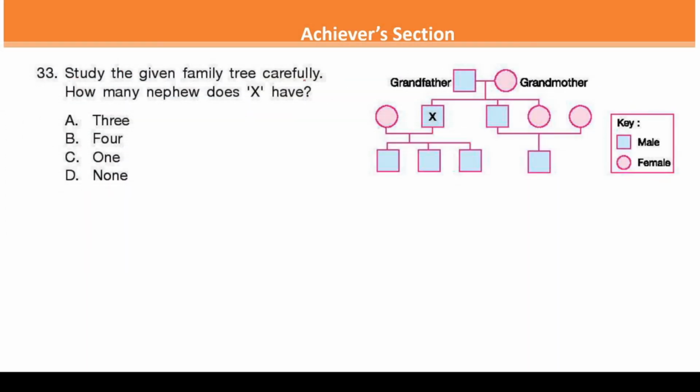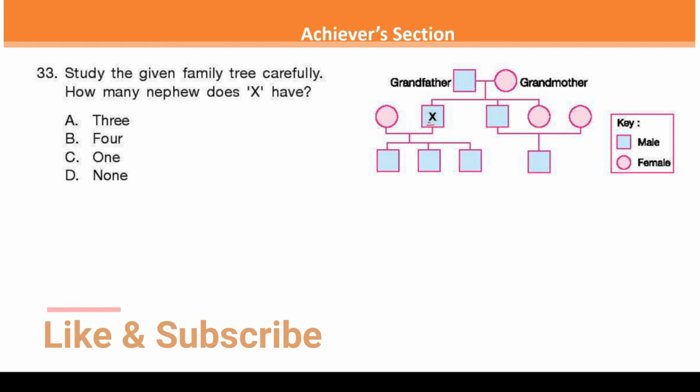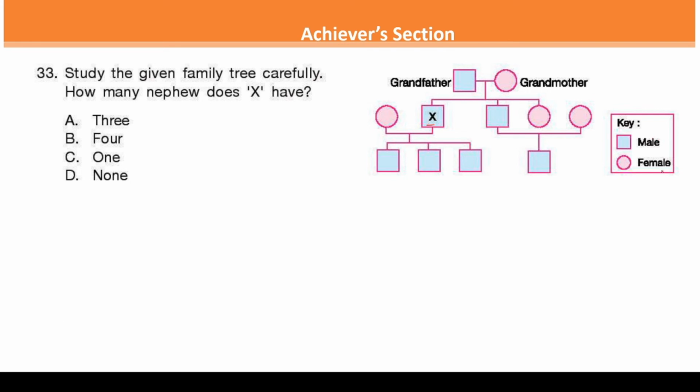Study the given family tree carefully and answer how many nephews does X have. And they have given that a square is a male and a circle is a female. The options are here. Try to get the right answer.